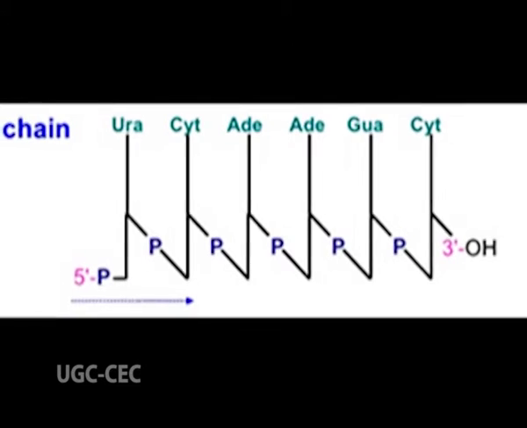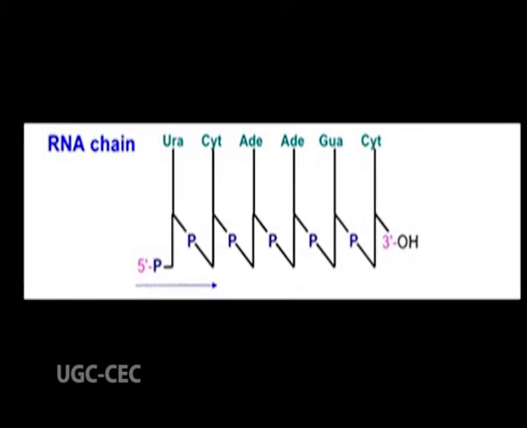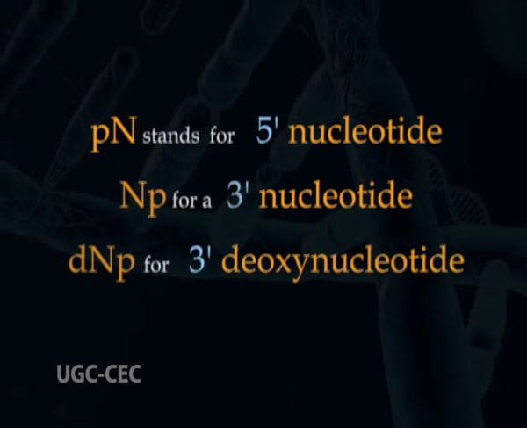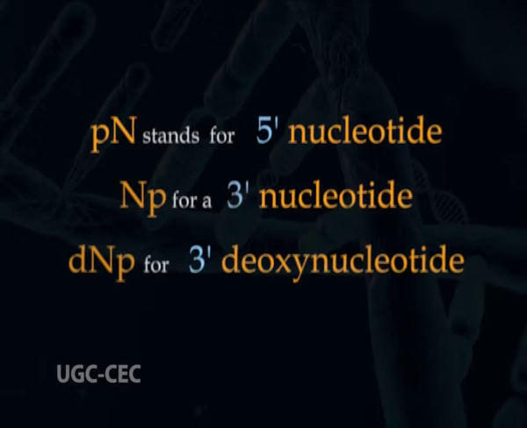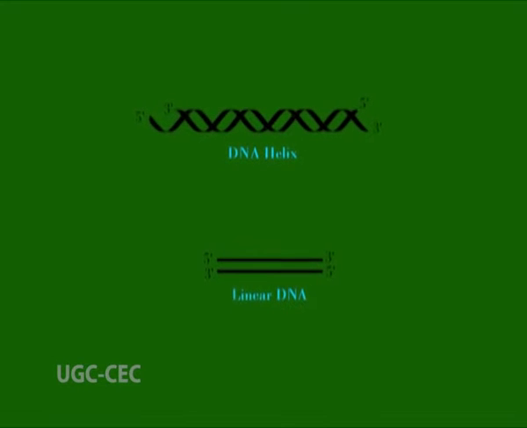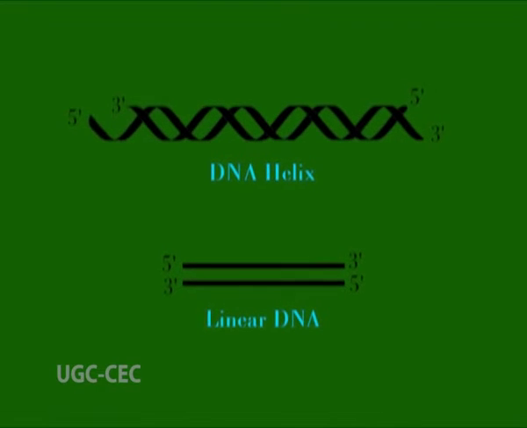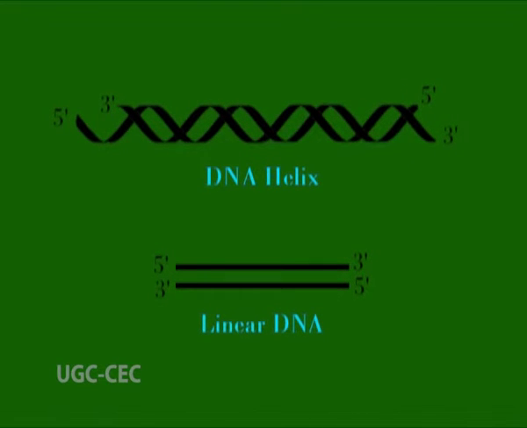In this notation, when p comes before a letter, it indicates that the phosphate is attached to the nucleoside by a 5' linkage. In the most abbreviated nomenclature, pN stands for a 5' nucleotide, Np for a 3' nucleotide, and dNp for a 3' deoxynucleotide. This notation is based on the convention that an oligonucleotide chain is drawn horizontally with its 5' hydroxyl group at the left and its 3' hydroxyl group at the right-hand end. Poly A means multiple A's at the 3' end.